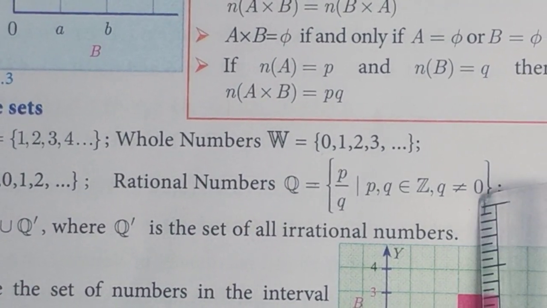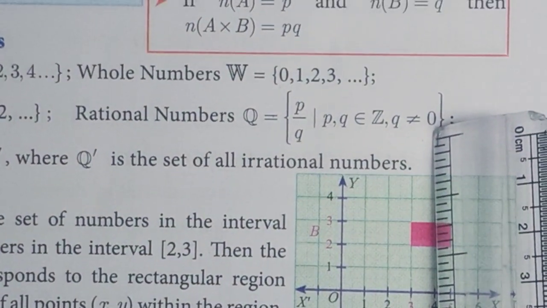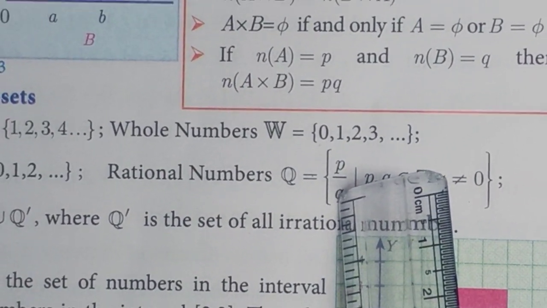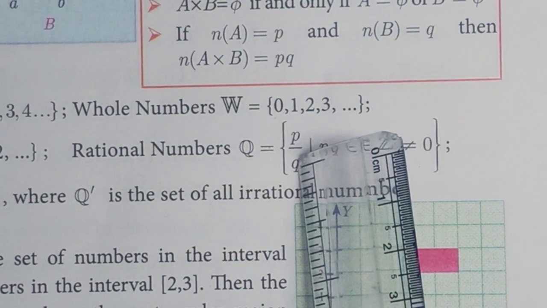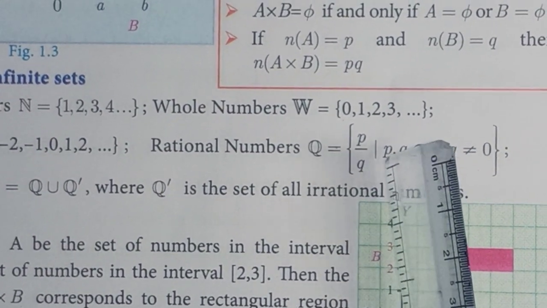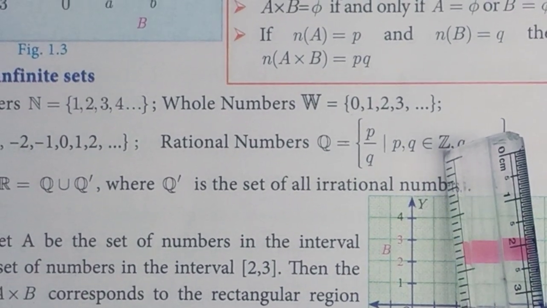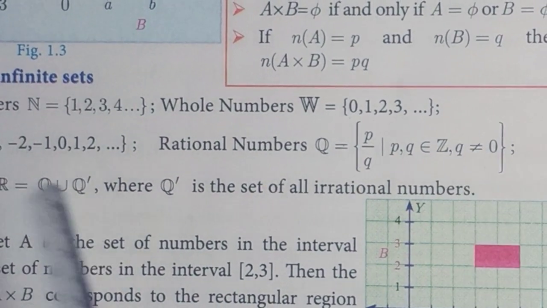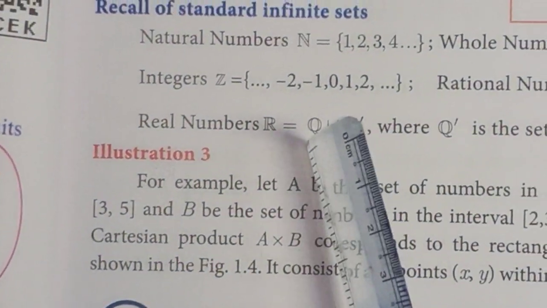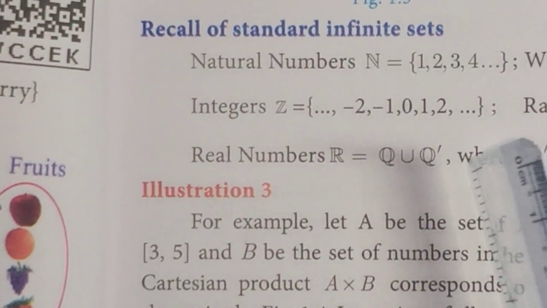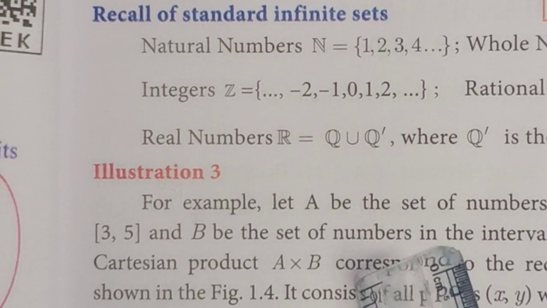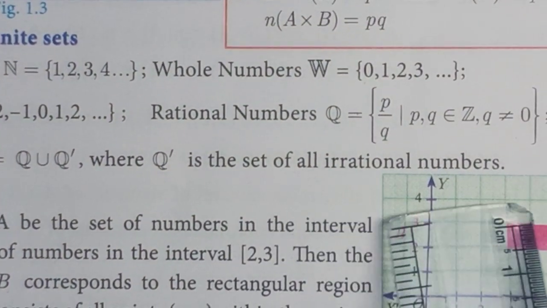That is a very important one. q is not equal to 0, because if q is equal to 0, anything by 0 is infinity, undefined. So the condition is q is not equal to 0. Particularly p and q belong to the set Z. Z represents the set of all integers. And already I told you Q represents the set of all rational numbers. Q dash represents the set of all irrational numbers.